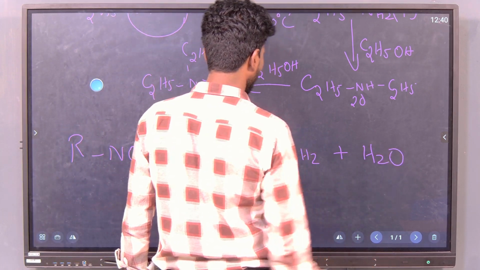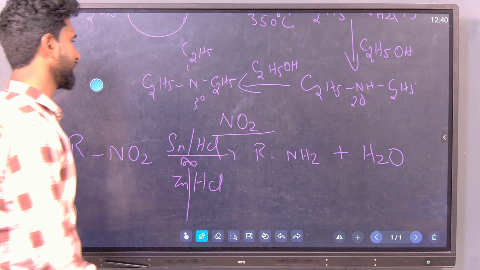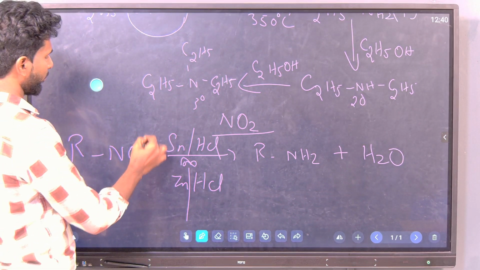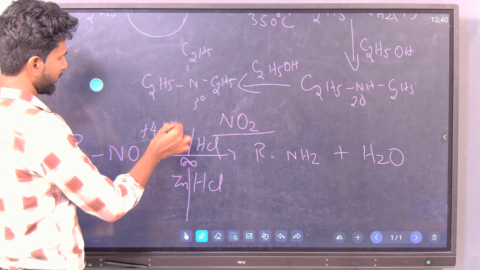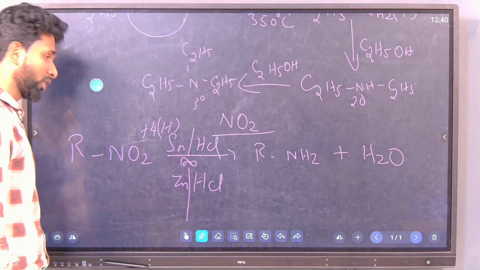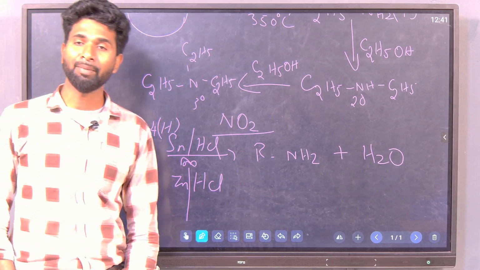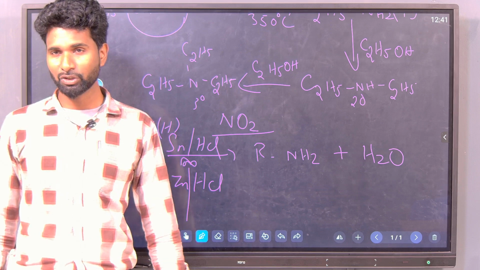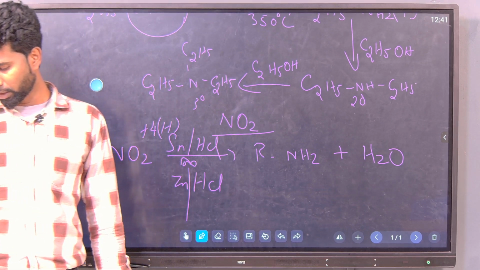What is reduction? Addition of hydrogen. Here, 4 hydrogens are added. This is the reduction of a nitro compound, the preparation of a primary amine from the nitro compound.